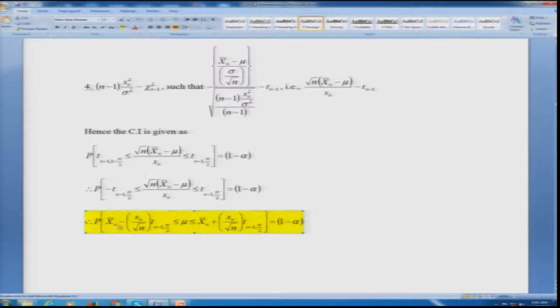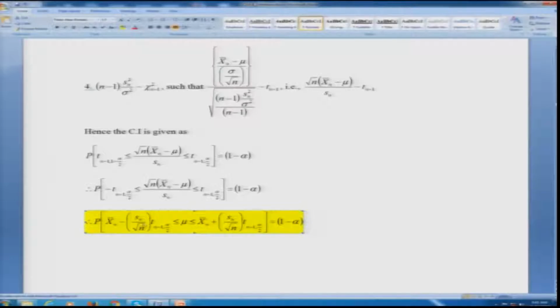So, that would be the lower limit and the upper limit, between which you will have the mean value, and the total confidence level is 1 minus alpha. Now, if somebody wants to find the length of the confidence interval, obviously it will be the upper value minus the lower value. So, x n bar cancels, and it will be twice S n divided by square root of n into t n minus 1 alpha by 2.